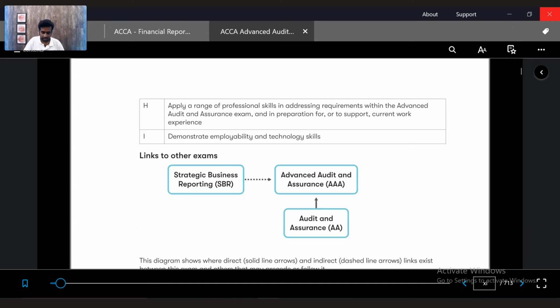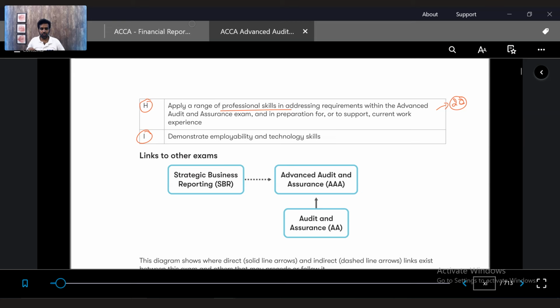And the last 2 parts are part H and part I. In part H, we are required to apply professional skills, which we will discuss in some time. This part is around 20 marks. There is nothing specific for you to learn. It's more about how you apply yourself during the examination.